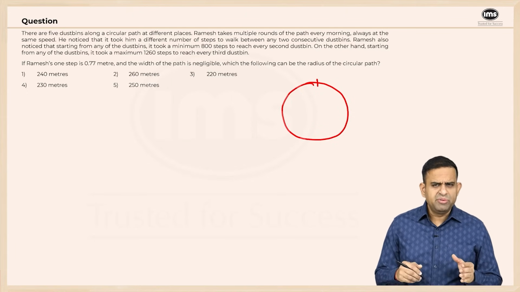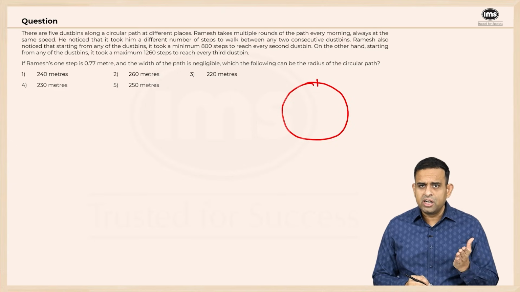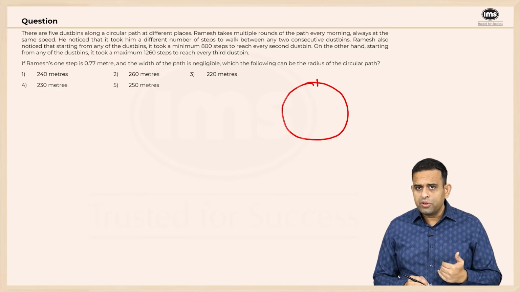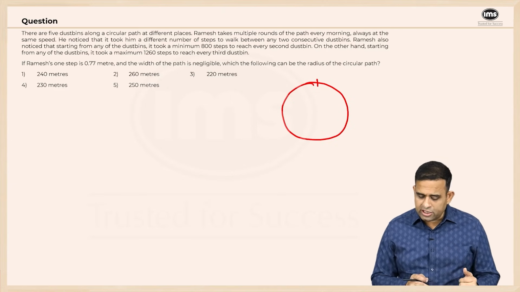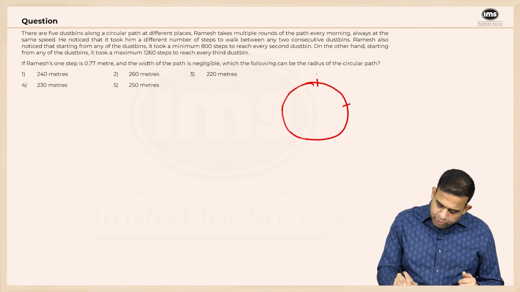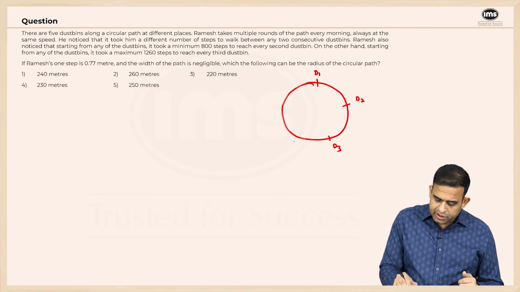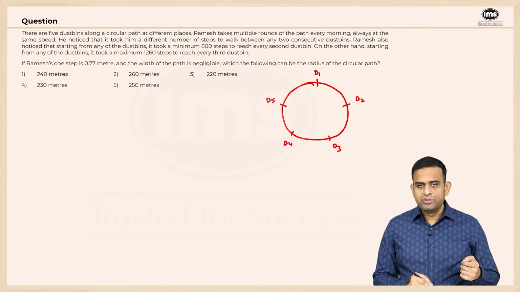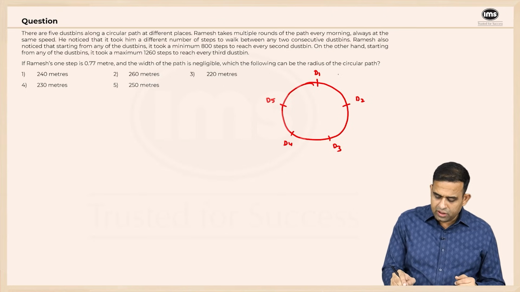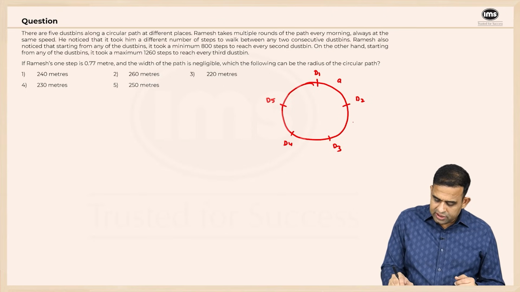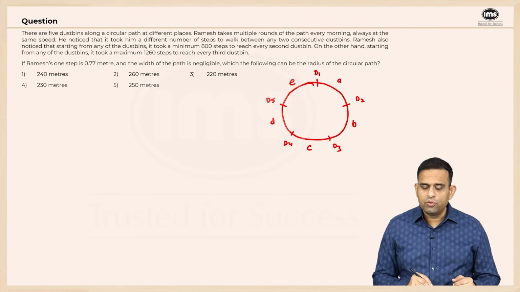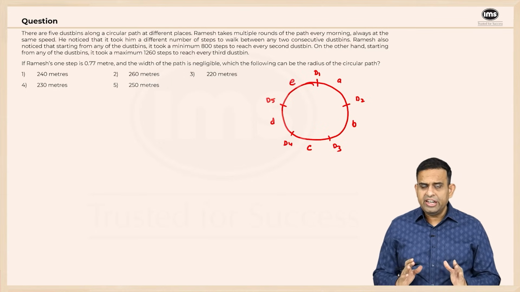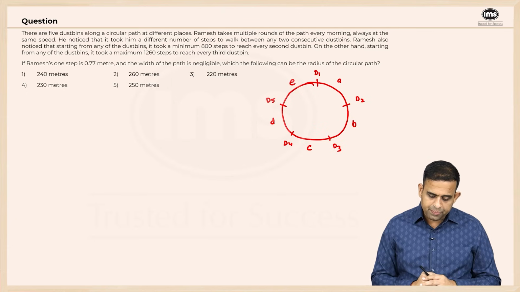Different number of steps means different distance, between dustbin 1 and 2, 2 and 3, 3 and 4, 4 and 5, 5 and 1, and so on. I'm just putting here dustbin 1, dustbin 2. These are not equally spaced, though it may look like it. Suppose I take the distance between dustbin 1 and 2 to be a, this is b, this is c, this is d, and this is e. None of a, b, c, d, e are equal.